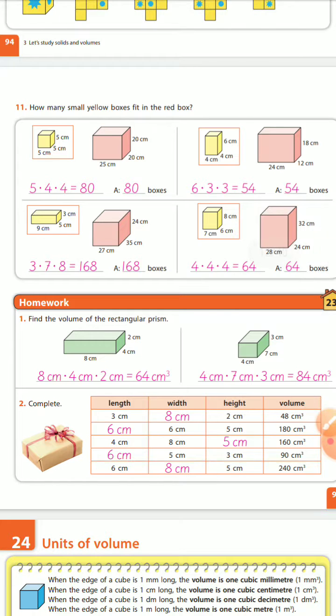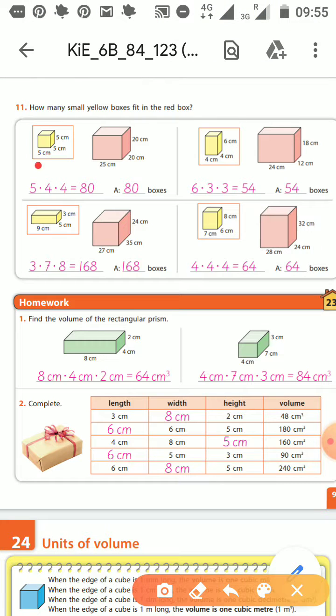This one now, you've got a small box, a yellow one, and you've got to fit it in the big box, the red one. So what you've got to do here is work out how many of the yellow boxes fit along the length, how many fit along the width, and how many fit along the height. You've got a 5 centimeter box here, okay, and it's 25 across. So you know you can fit 5 of them little yellow boxes across the 25, all right? That gives you your first figure, the 5 there, all right?